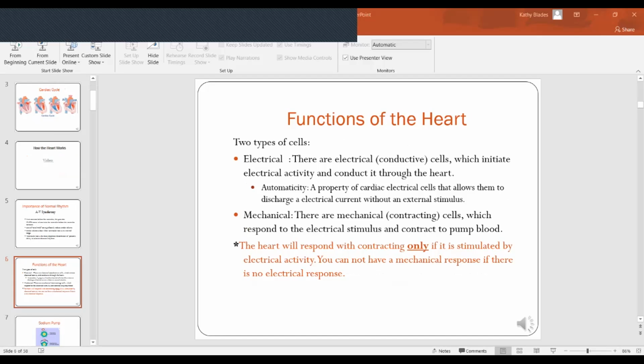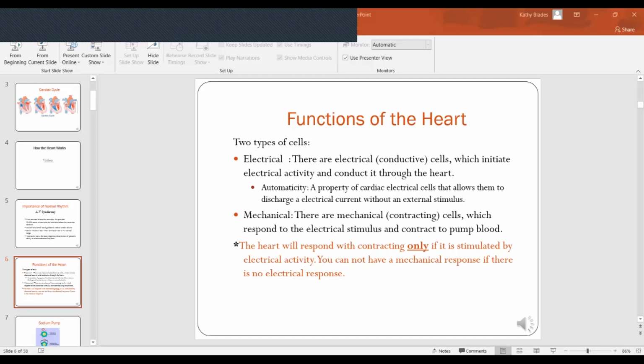And so the functions of the heart, there are two types of cells. You have the electrical conductive cells, which initiate electrical activity and conduct it through the heart. There's automaticity, a property of cardiac electrical cells that allows them to discharge an electrical current without an external stimulus. So it's like an automatic thing. Your heart beats no matter what. You don't have to think about making your heart beat, right?